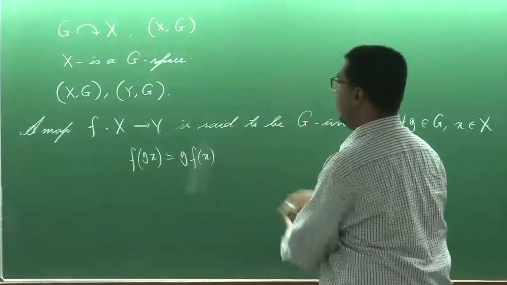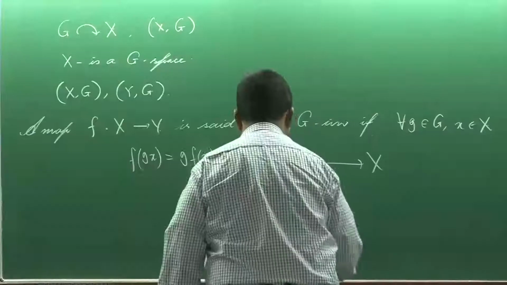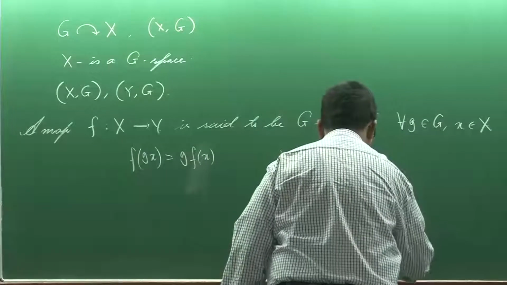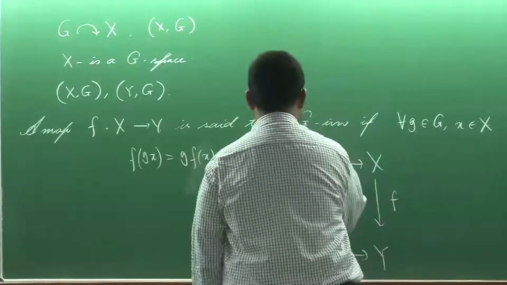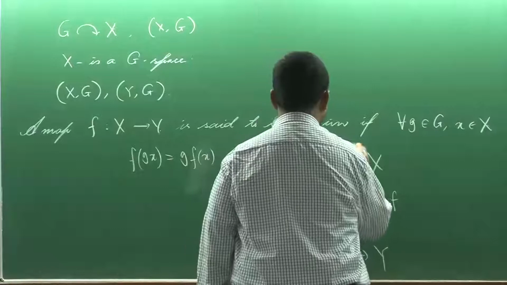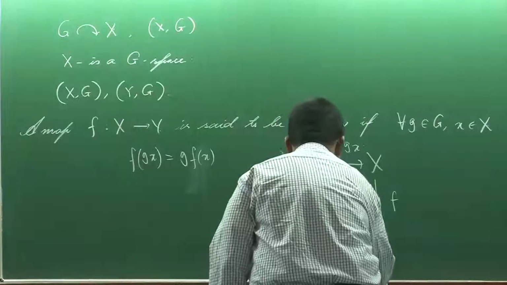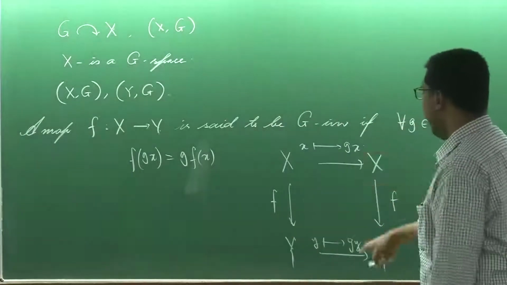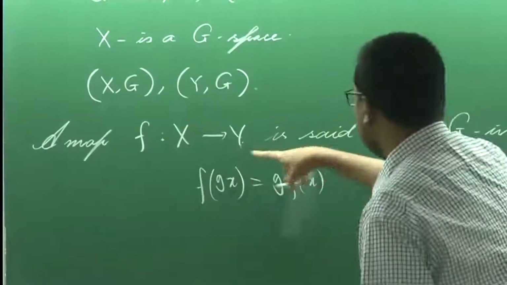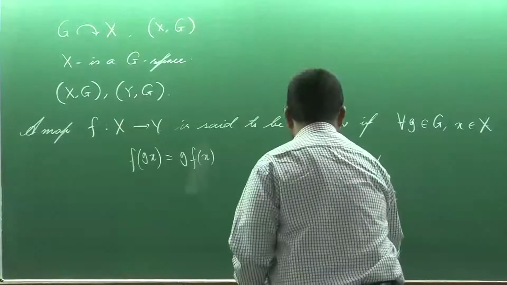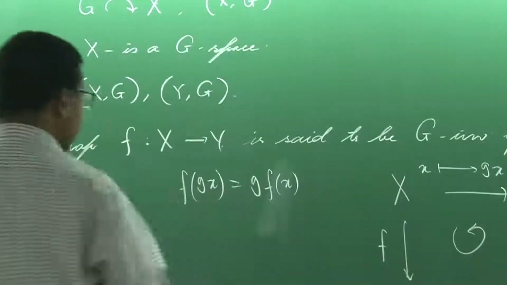We can depict that in a diagram: from X to Y we have this map F, and for any group element g, we have the map sending x to gx. Similarly for Y, each y is mapped to gy. These two maps we loosely call multiplication by g from the left. Saying F is G invariant is equivalent to saying that for every g this diagram commutes.